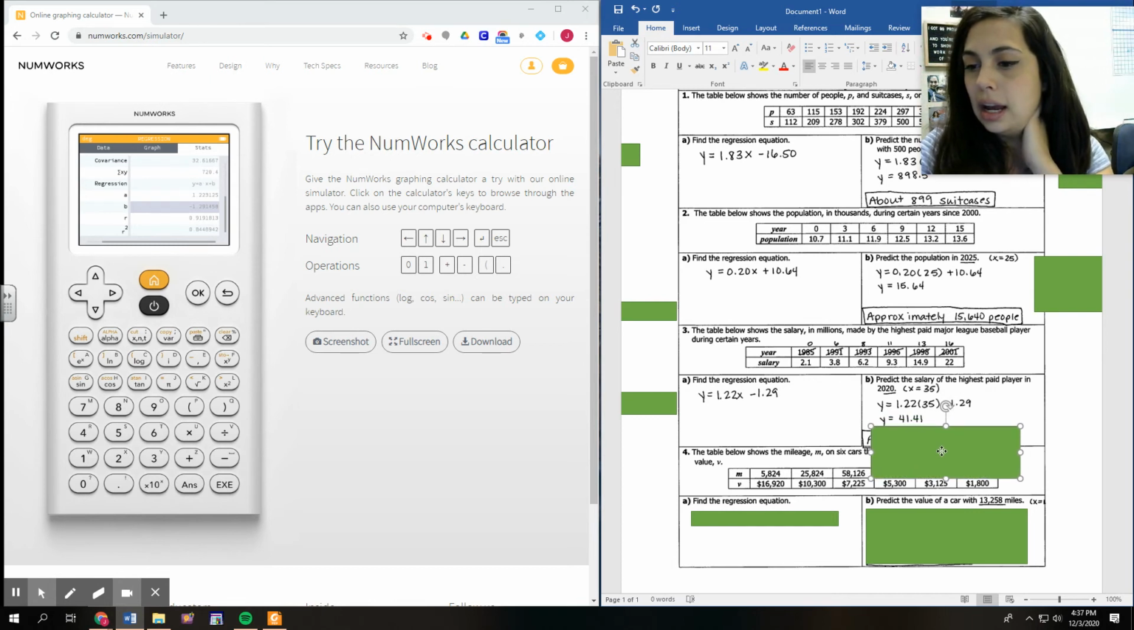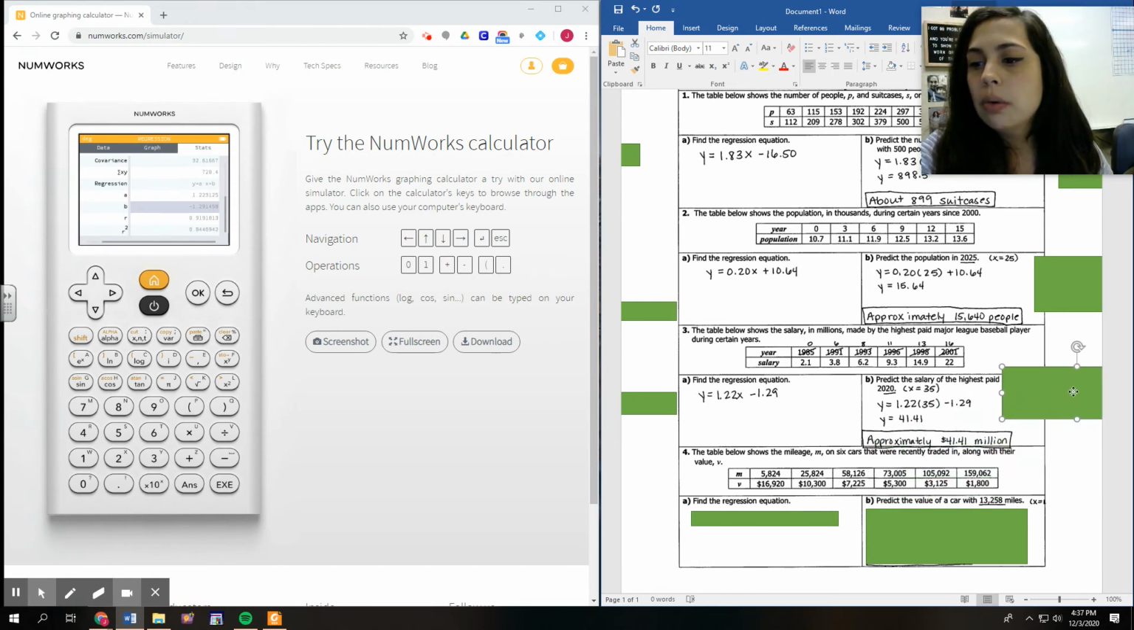And then simplify that, we have 41.41. So our final answer is 41.41 what? And it is $41.41 million is the prediction for the highest paid player in 2020 based on the information that we have.